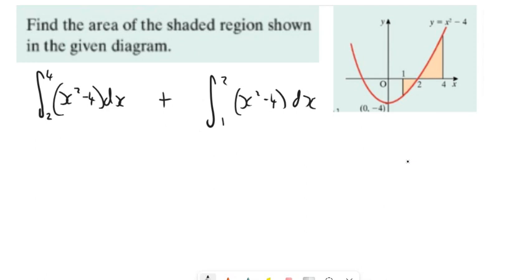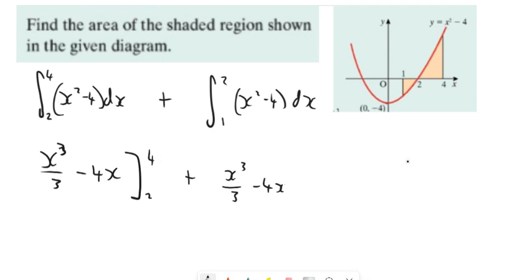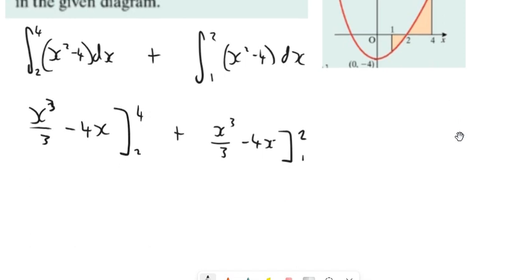So then it's just using integration like before. The first part will be x cubed over 3 minus 4x, and that will be between 4 and 2, so just leave that in there, plus, and then it'll still be x cubed over 3 minus 4x, because it's the same thing we're integrating, but it's between 2 and 1. So I'm going to put in a 4 first, and then a 2, and then put in a 2 and a 1. So these will get pretty big quickly.